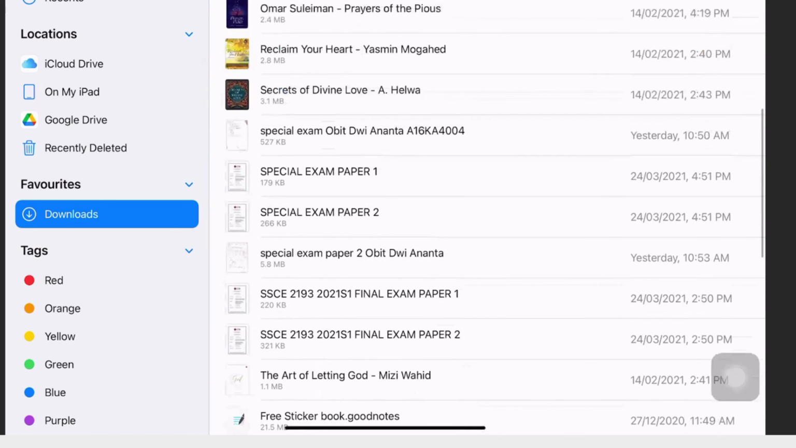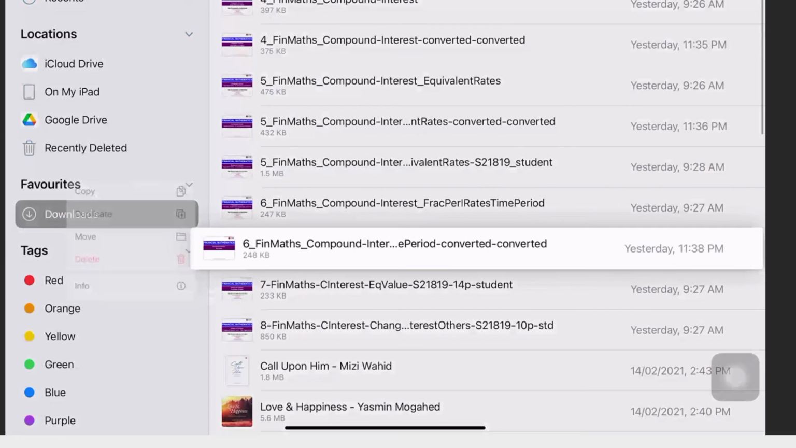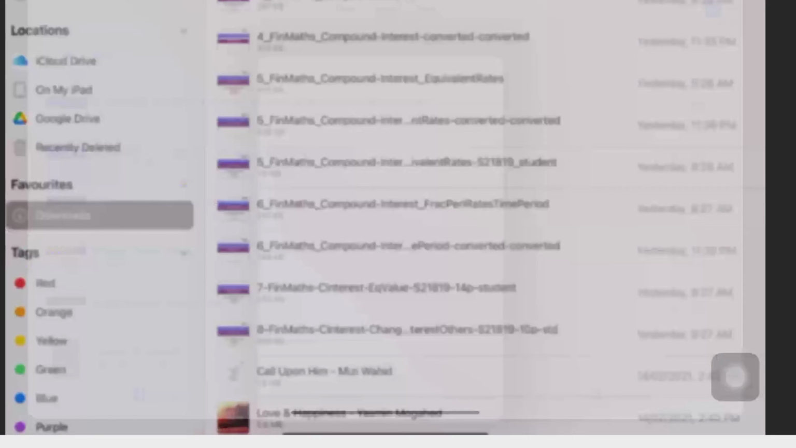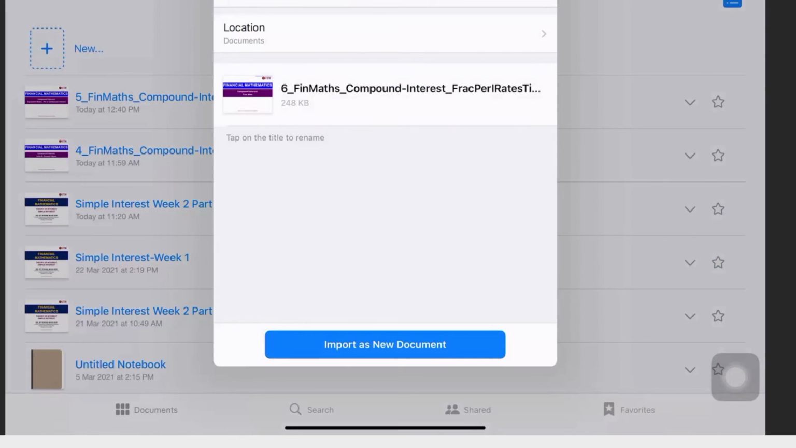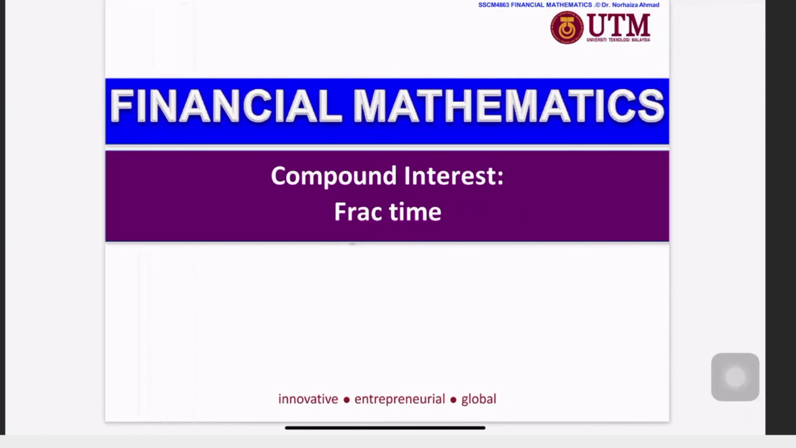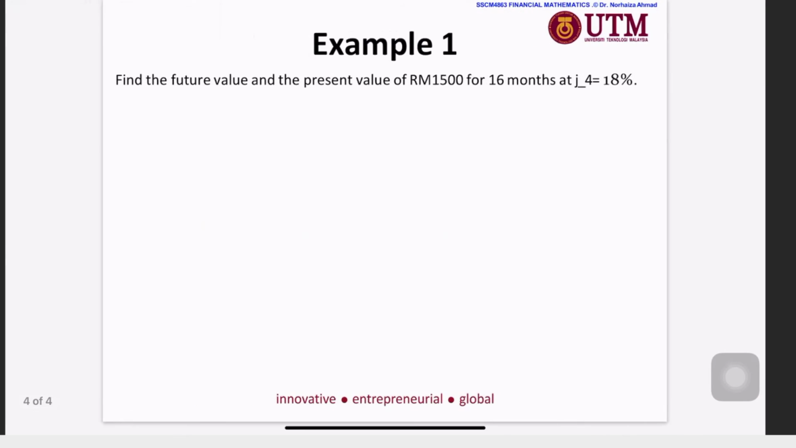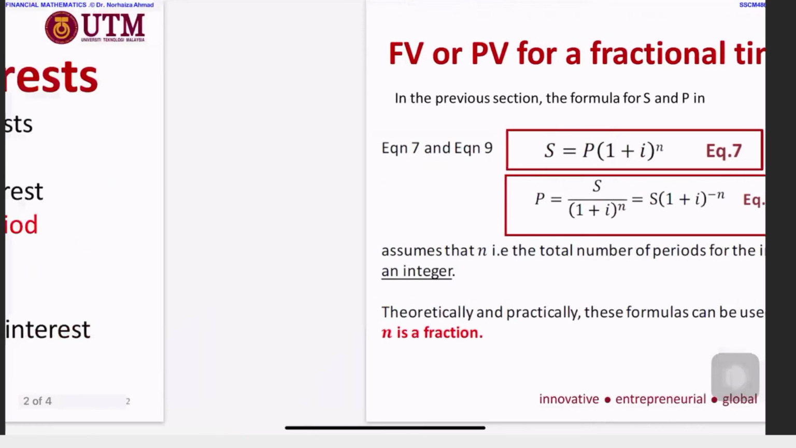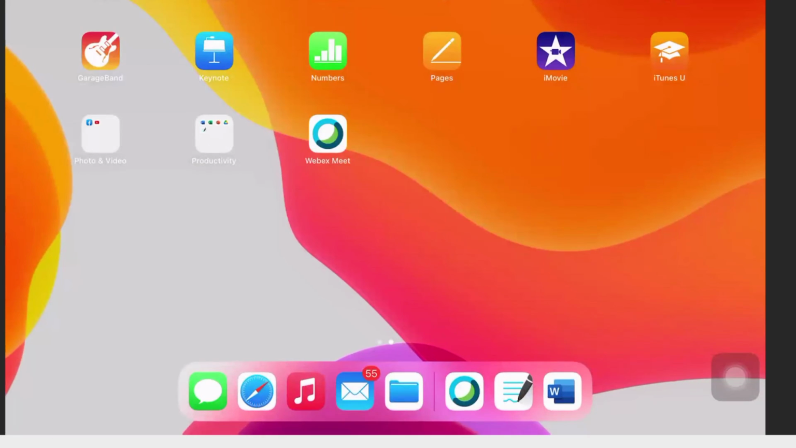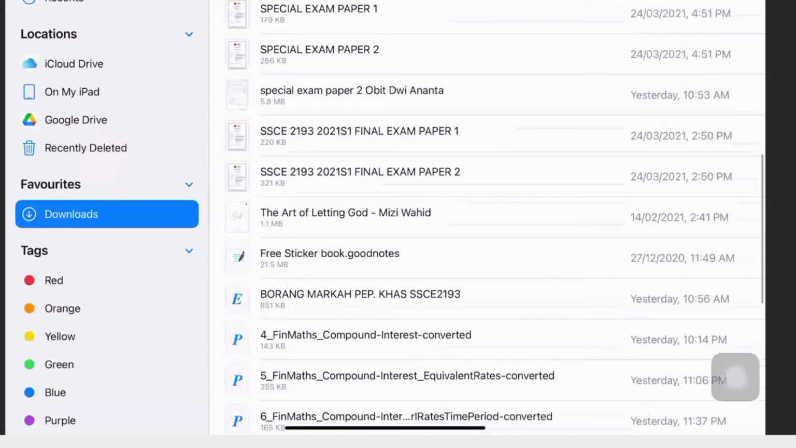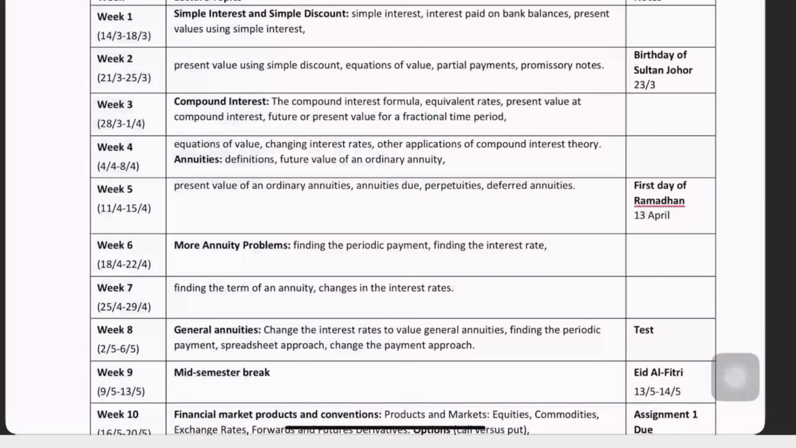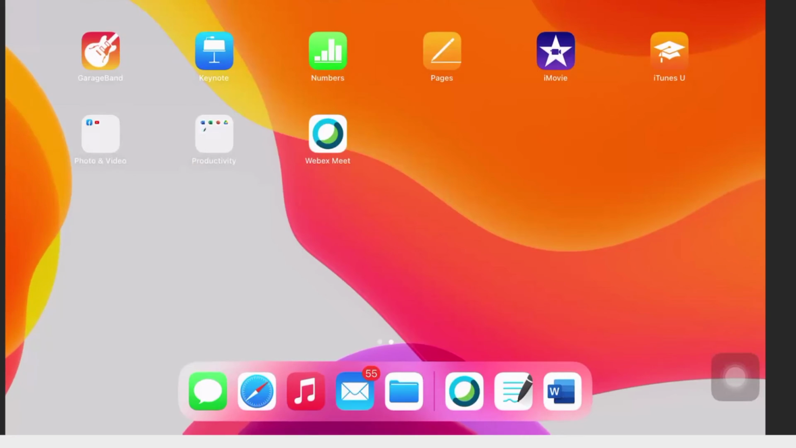Share. Open. Import as new document. Okay, this one only, take example one. Later I will give you more examples on this fractional time. So basically it's the same, the only difference is your time. Let me check again. This week is for fractional. So this week is already done.